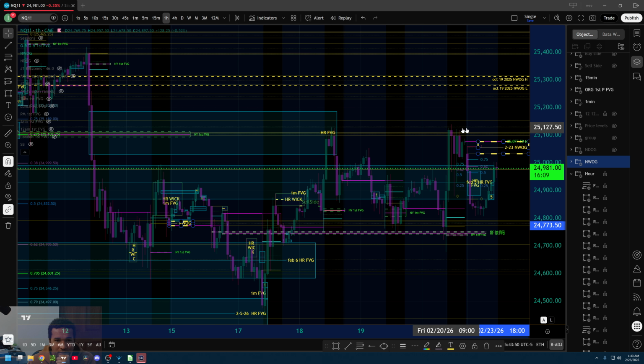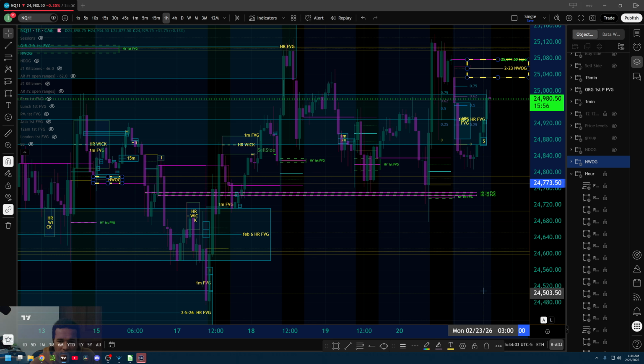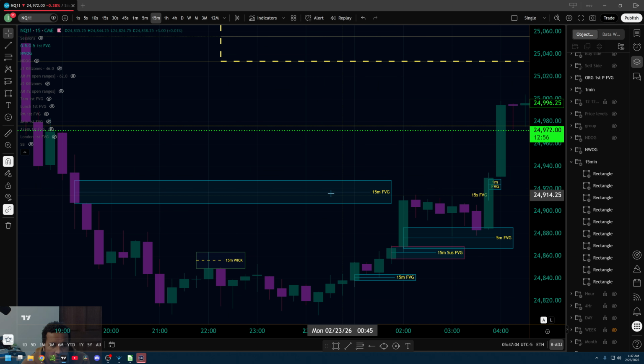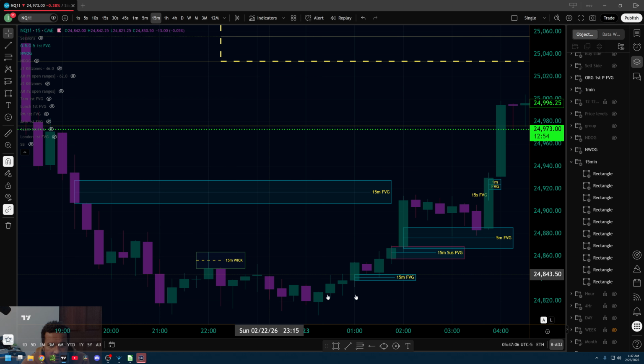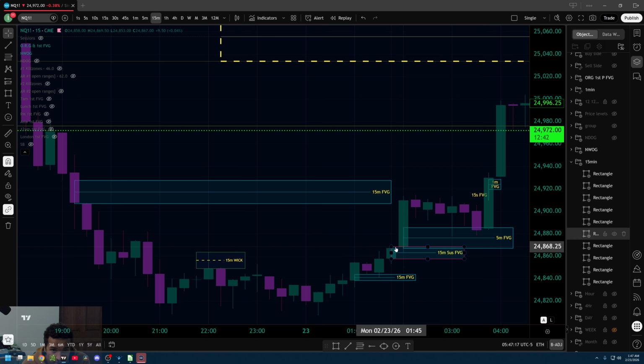Thursday, February 12th, overlapping with these new week opening gaps, has been respected. February 6th, February 5th. 15-minute chart for tonight. I started watching price right in here. 5-minute fair value gap, we'll see that on the next chart. 15-minute suspension block.